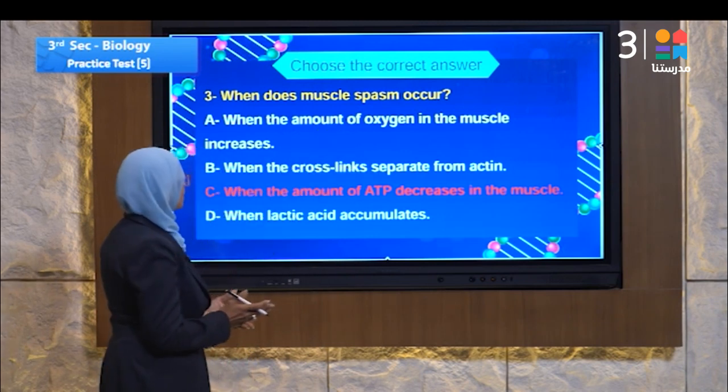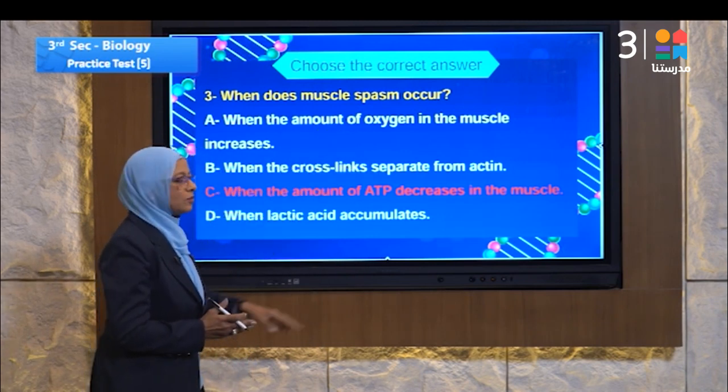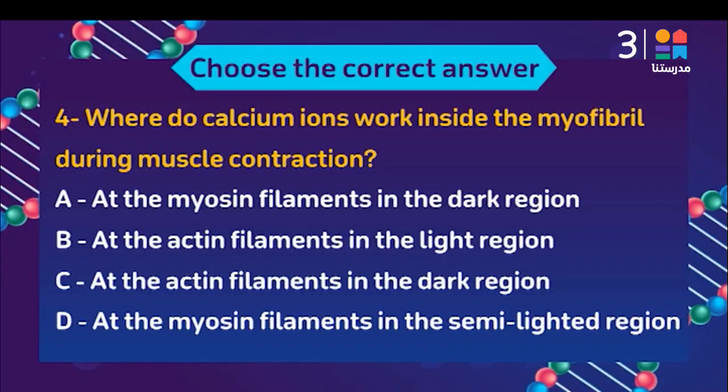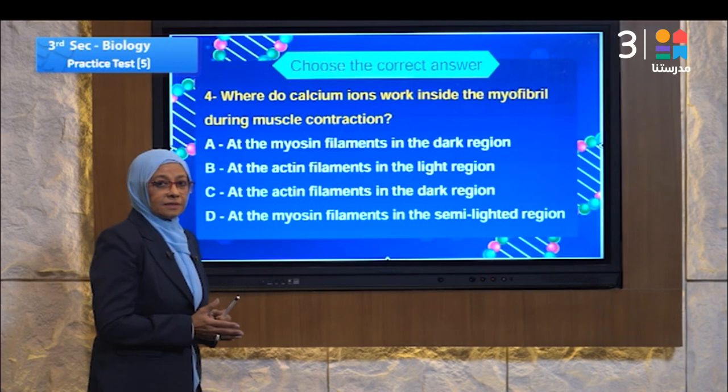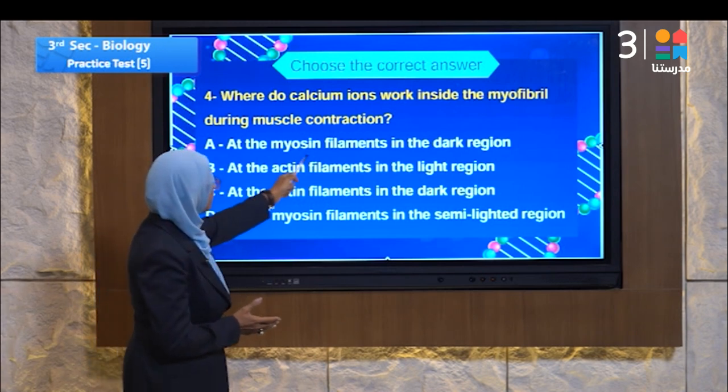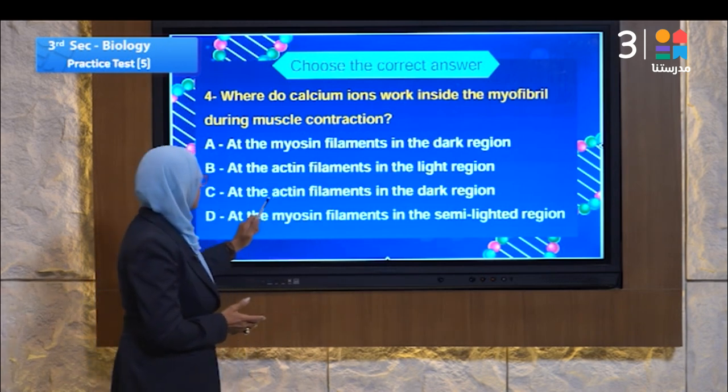Let's go to question number 4. Question number 4 speaks about the role of the calcium ion. Let's read the question and decide the answer. Where do calcium ions work? Where here means the place. The calcium ion works inside a myofibril during muscle contraction. Number A, at the myosin filaments in the dark region.